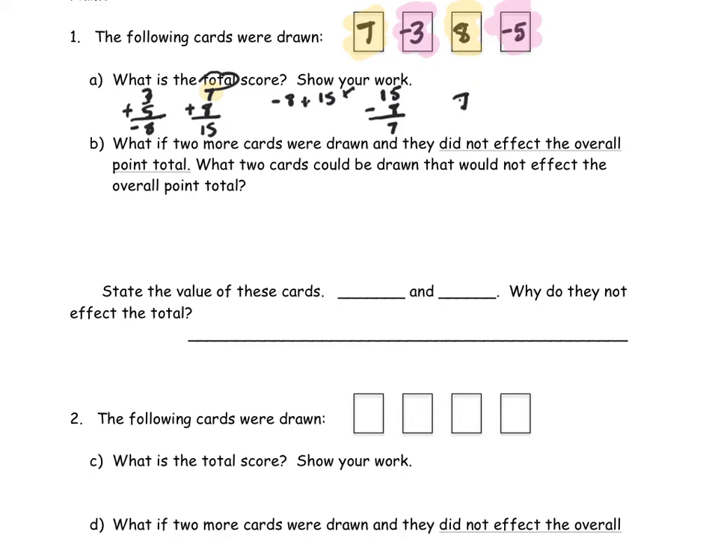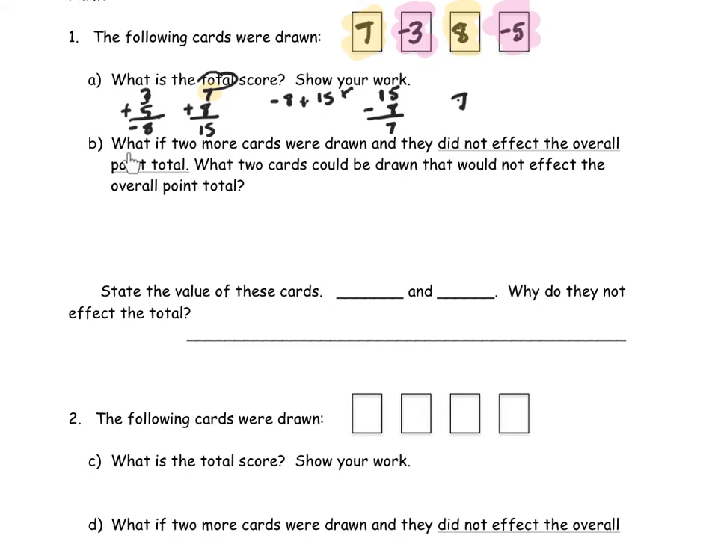So now that we know the total score, the next question says, what if 2 more cards were drawn and they did not affect the overall point total? Well, if I'm going to draw 2 cards but they don't change the value of 7, what do you think those 2 cards' value would have to be together? So I need 2 cards that could be drawn that would not affect the overall point total of 7. So they want me now to state the value of these cards. So I have 2 values I have to put in here, and then they want me to say why they do not affect the total.